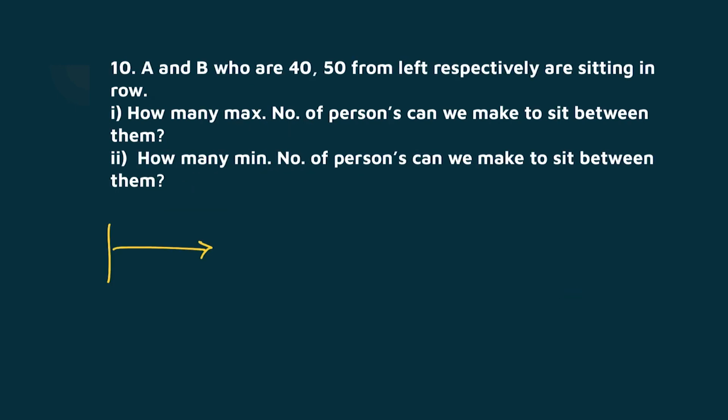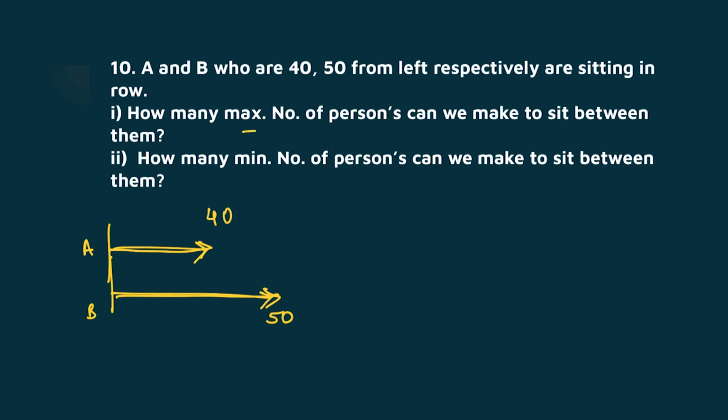A and B, who are 40 and 50 from left respectively. So this is A and this is B. Both are counted from the left: A is 40 from left and B is 50 from left. And they are sitting in a row.